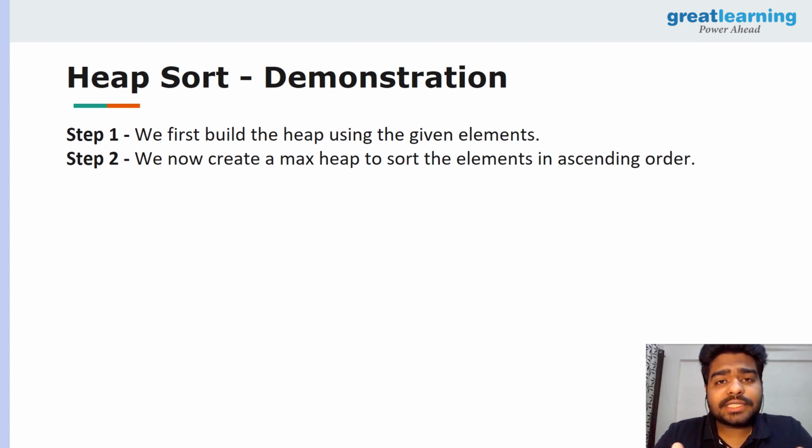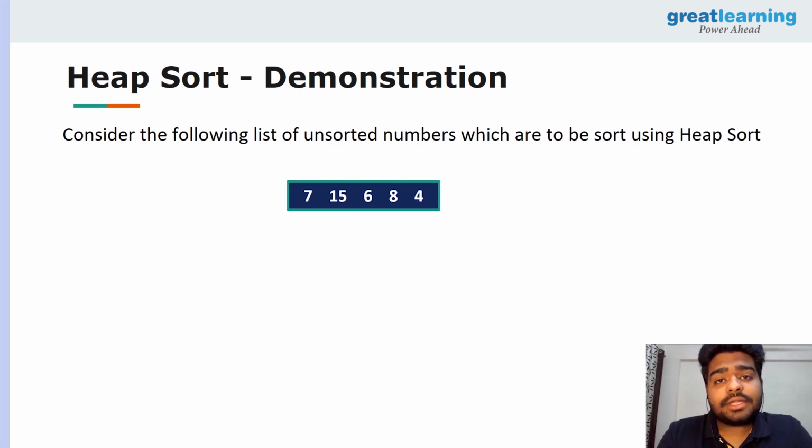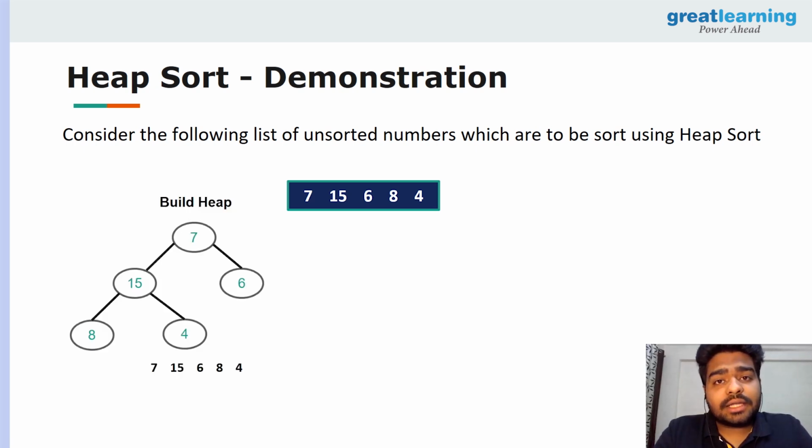So let's first see what elements we are getting. These are the elements which I'll be taking for an example. The elements are 7, 15, 6, 8 and 4. As you can see, these are unsorted and we have to use the heap sorting algorithm to make them sorted. So that's why I've written: consider the following list of unsorted numbers which are to be sorted using heap sort. Okay, now let's build the heap.